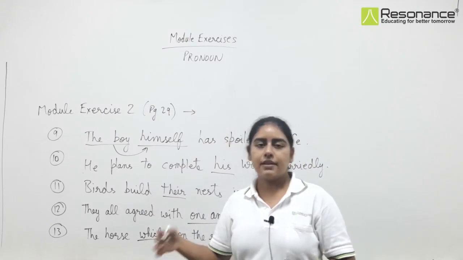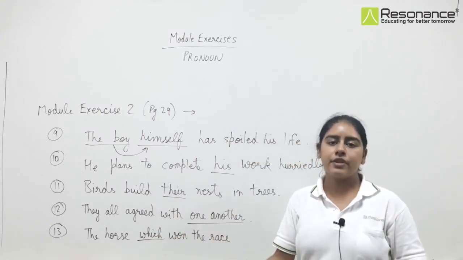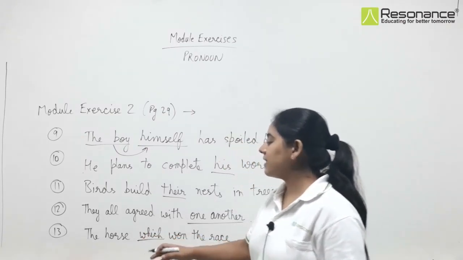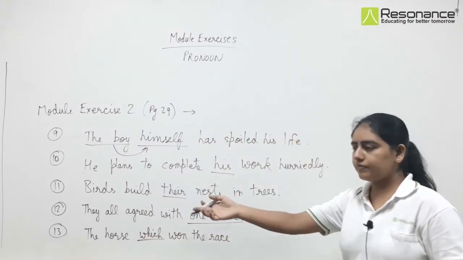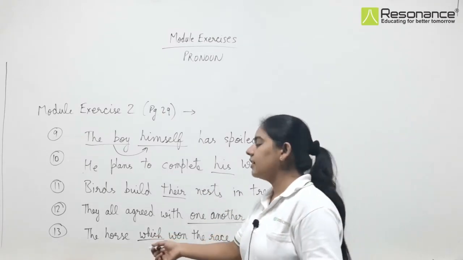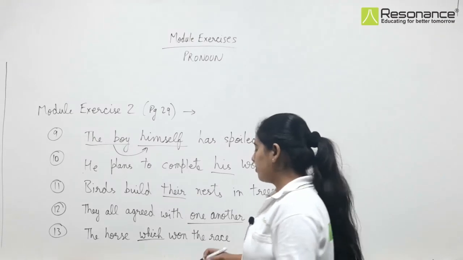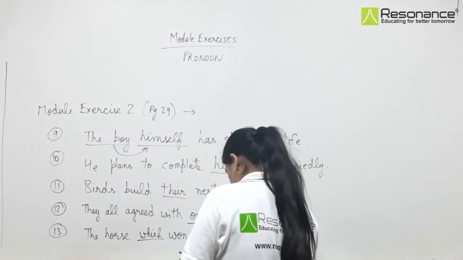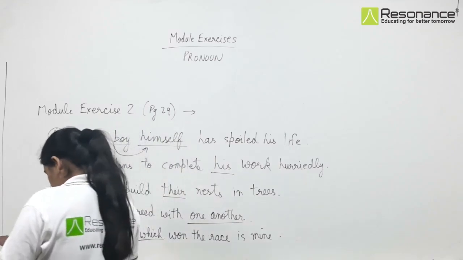And whenever we are pointing out towards anything, then we will give priority to relative pronoun that. See, that is a kind of demonstrative word. So here we are giving some additional information. If I say, that horse that is there is mine, in that case I can use that. But here which is more appropriate: the horse which won the race is mine. So this is also complete.